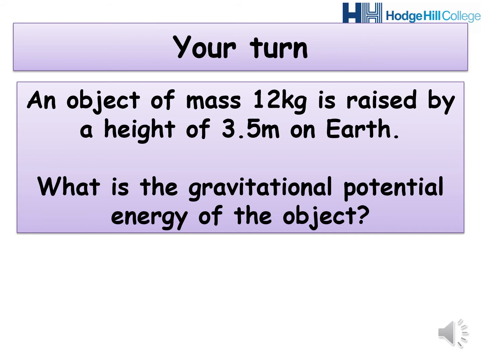Okay, so your turn now then. An object of mass 12 kilograms is raised by a height of 3.5 meters, and we're doing this on Earth. What is the gravitational potential energy of the object? So what I want you to do here, guys, you don't have to write down the question on the piece of paper you've been using so far. All I would like you to do is to put question 1 and just write down your 3-line answer. So remember, the first line, like we've just seen, is the equation that you're using. The second line, you put the numbers in from the question. And the third line, you put your answer with your units.